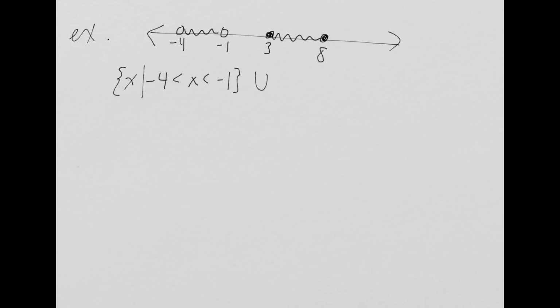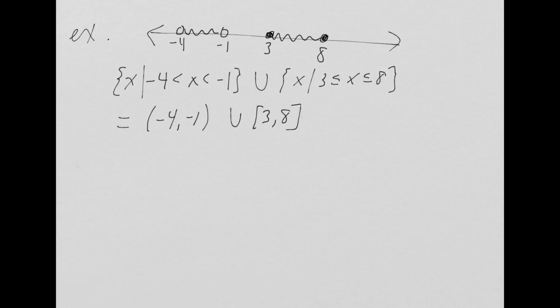Union means put together with. I also want to add x such that 3 is less than or equal to x, which is less than or equal to 8. That's one way to write this. A more compact way, though: -4 to -1, not including either one, together with 3 to 8, including those endpoints. So that's an interval versus a set.